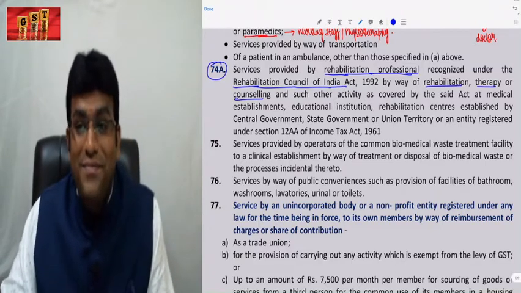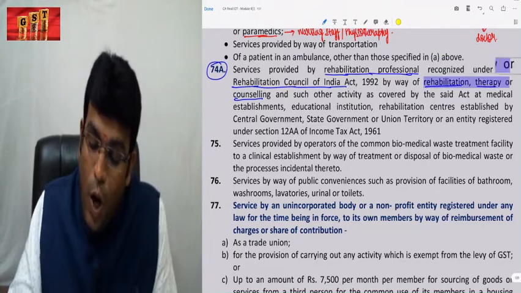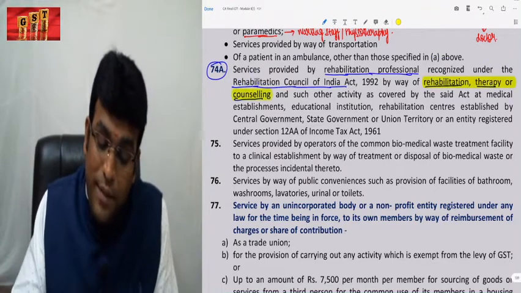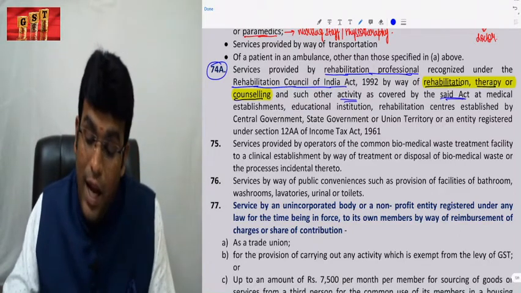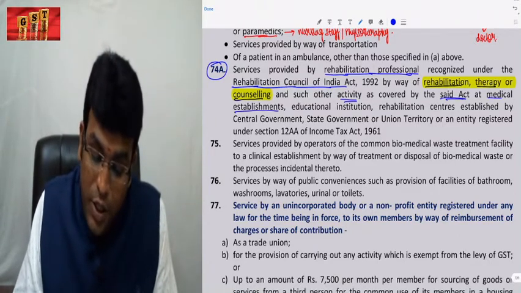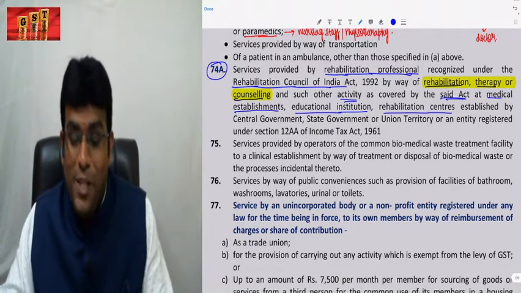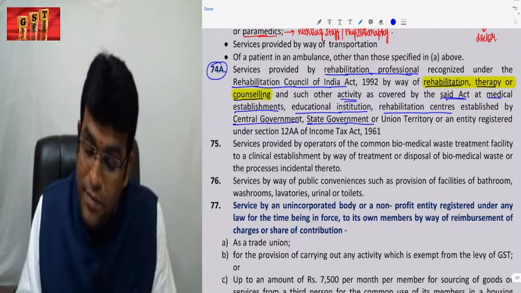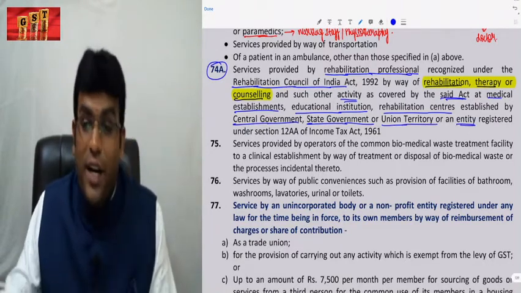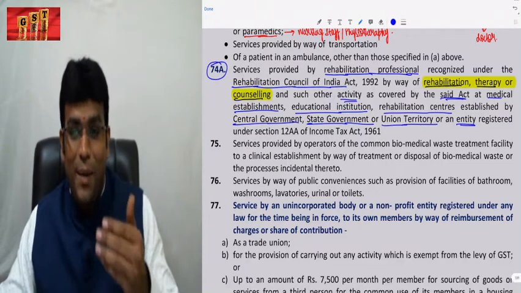They provide what, my dear friends? Rehabilitation or therapy or counseling and such other activity as covered by the said act at medical establishments or education institutions or rehabilitation centers which are established by the central government, state government or union territory, or an entity registered under section 12AA of the Income Tax Act, that is nothing but a charitable institution.